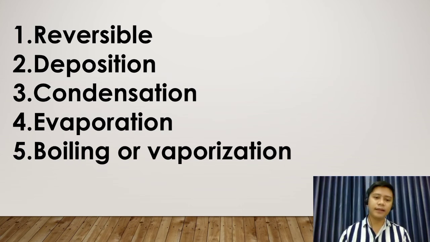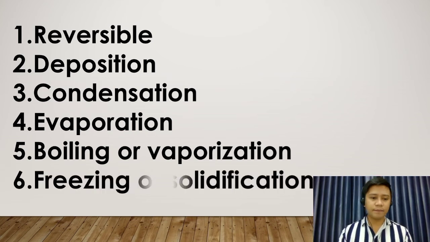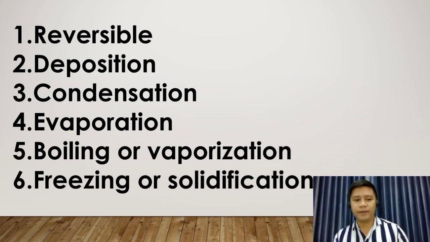Okay. So boiling start with letter B, O, I, L, I, N, G, and then vaporization, V-A-P-O-R-I-Z-A-T-I-O-N. Okay? Next number is 6, freezing. Very good. Freezing or solidification. You can answer freezing, it's okay. Solidification, it's okay. Okay? Understand?